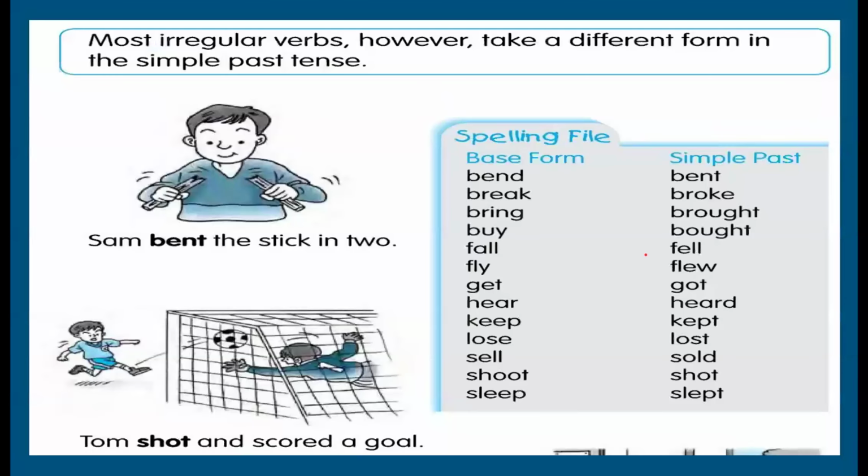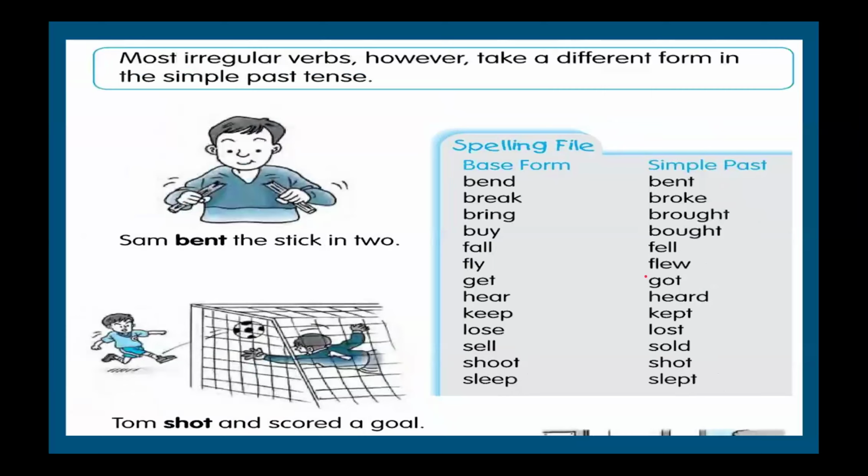And what about the irregular verbs that change their form? These are irregular verbs like give becomes gave, buy becomes bought, bring becomes brought. Very good. These are irregular verbs that change their form.